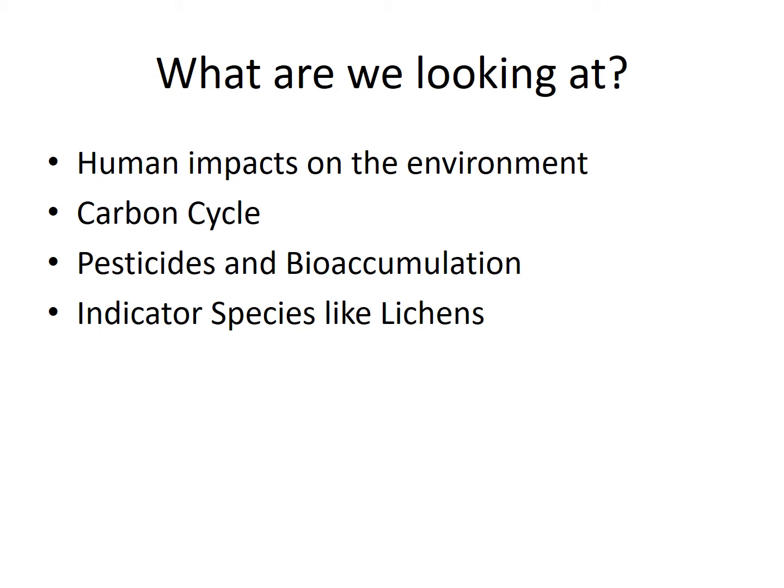So, what are we actually going to be looking at today? We're going to look at how humans impact the environment. We're going to be having a look at the carbon cycle. We're going to go into pesticides and bioaccumulation, which is something that humans use, which can affect other animals in an ecosystem, so the effects of humans on an environment, and how indicator species like lichens can actually be used to see the effect that we're having.